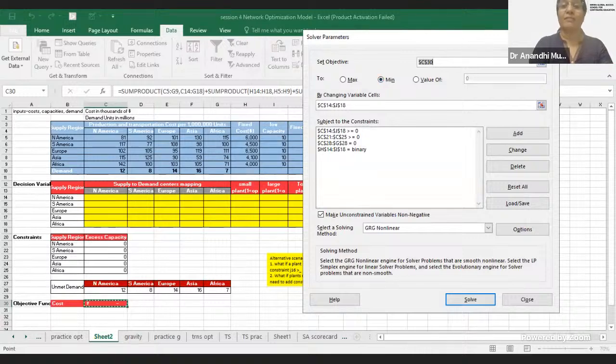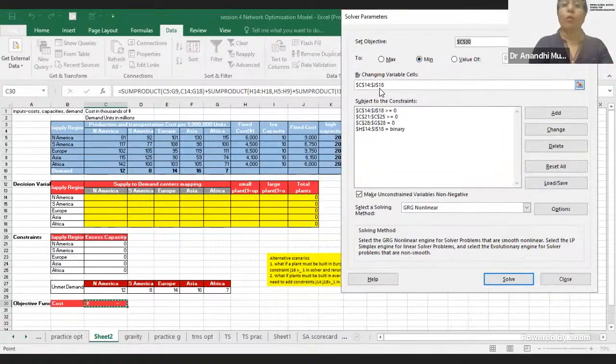Where you want to change the variables, these are the cells I want to change all the variables. That means C14 to J18.